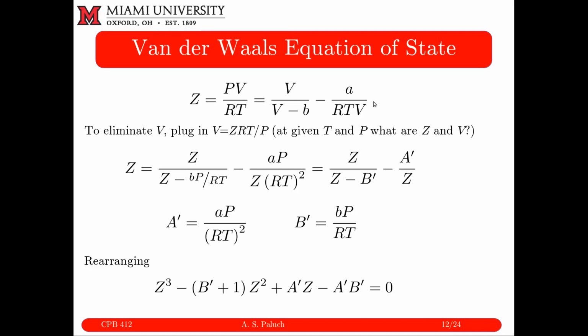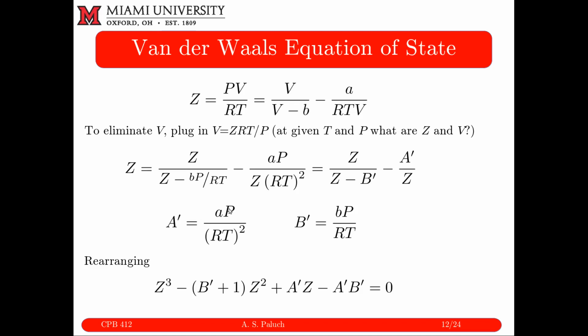Right, so we get the following expression. Then to eliminate V, we plug in that V is equal to ZRT over P. Okay, so in doing so, we get this. And then what's done here is I've introduced two terms, b prime and a prime, where a prime is defined as aP over RT squared, and b prime is bP over RT.